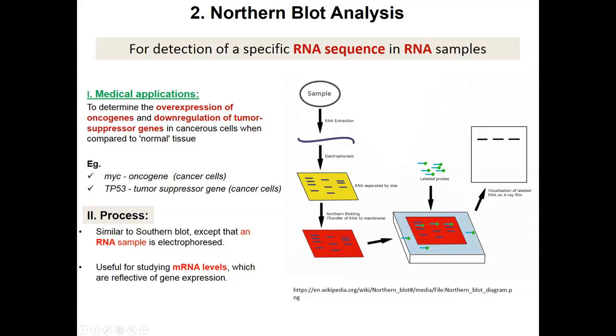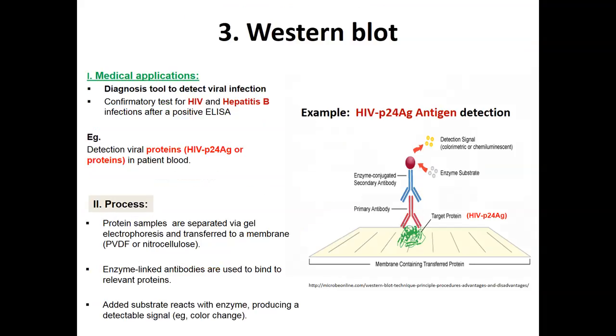So here you have all the RNA run in the gel, but the probe only recognizes your RNA of interest because the sequence matches the sequence of the probe. Is this clear? Good. All right.